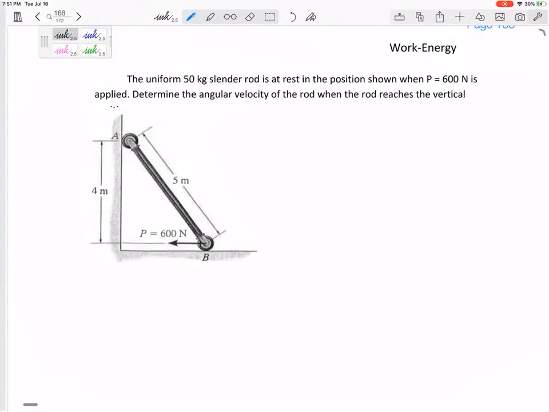Let's look at this problem right here. We've got a uniform 50 kilogram slender rod. It's at rest initially in the position shown. Then this force of 600 newtons is applied. Determine the angular velocity of the rod when the rod reaches vertical.